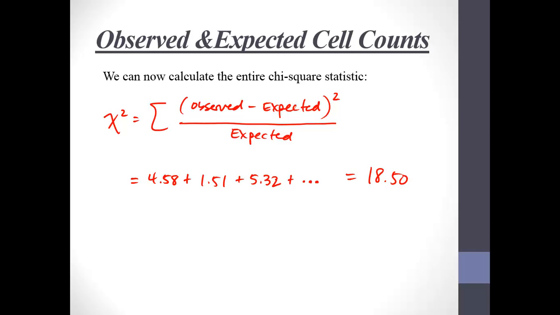So I'm not totally cheating here. Again, we're not going to have you do these all by hand, because that would be tedious and annoying. So that's the good news here. But anyway, if I were to calculate them all for each one of my cells, I did it for just the first 3. If I did it for the other 6, I could add them all up and get 18.50.